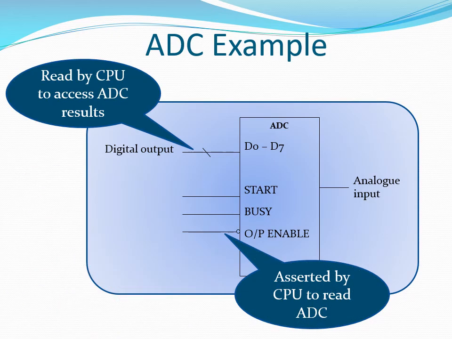The output enable pin is the pin on which a signal is asserted to make the ADC place the outputs on the digital output pins. The digital output pins allow the transfer of data from the ADC to a microprocessor or any other reading device. The control pins allow handshaking signals to be exchanged between the microprocessor and the ADC.